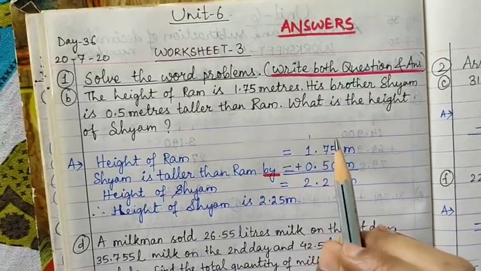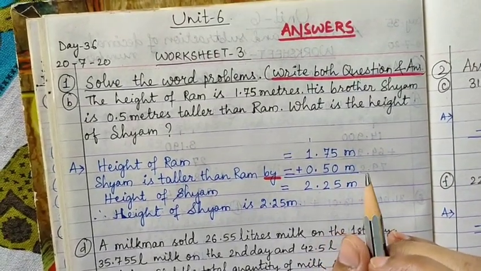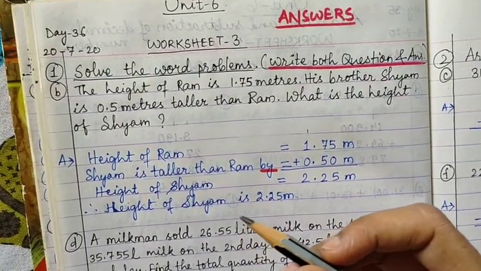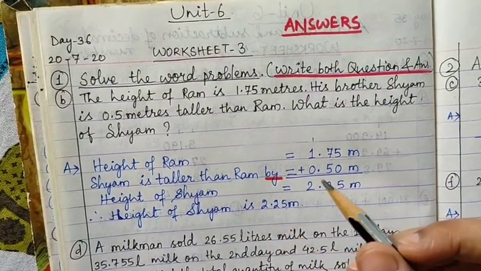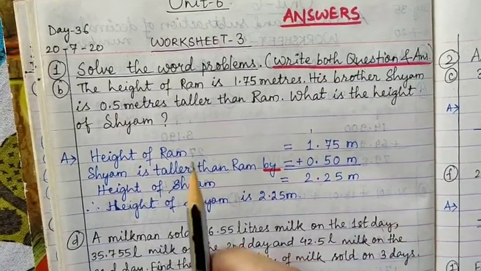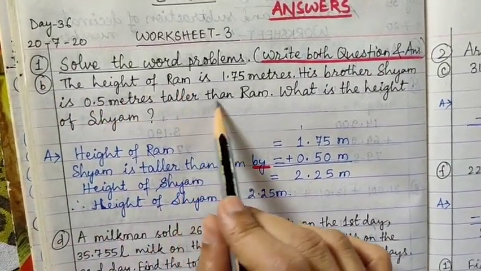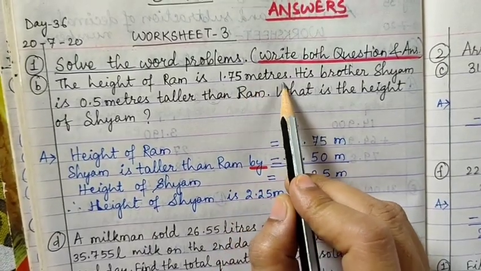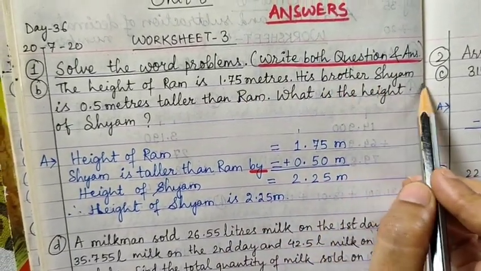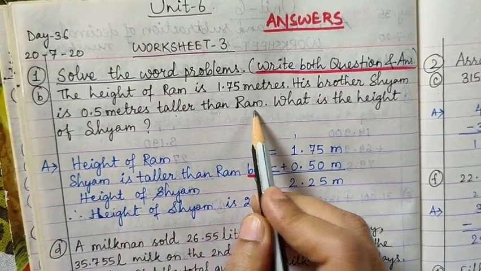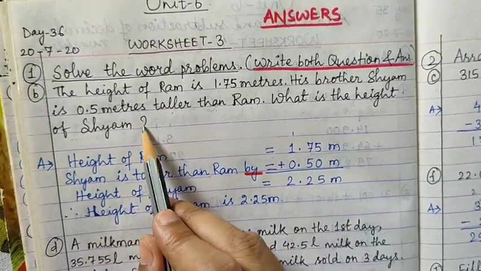Children, I'll discuss some of the word problems of addition of decimal numbers with you, and the remaining numbers you have to do on your own in your rough copy. So first, number 1B. The height of Ram is 1.75 meters. His brother Sham is 0.5 meters taller than Ram. What is the height of Sham?